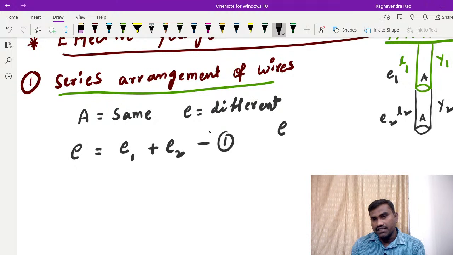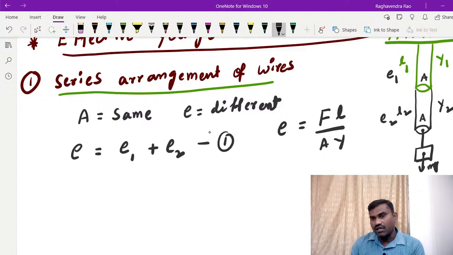We know elongation E is equal to FL by A into Y. So what is F? The force we are applying on both the wires will be the same. That means we are attaching some weight here. This is nothing but the weight acting on the combination of the wires.